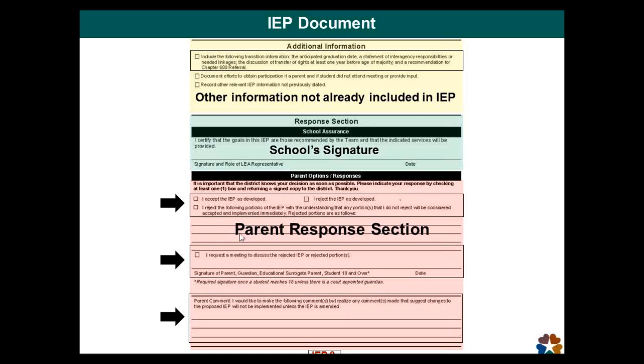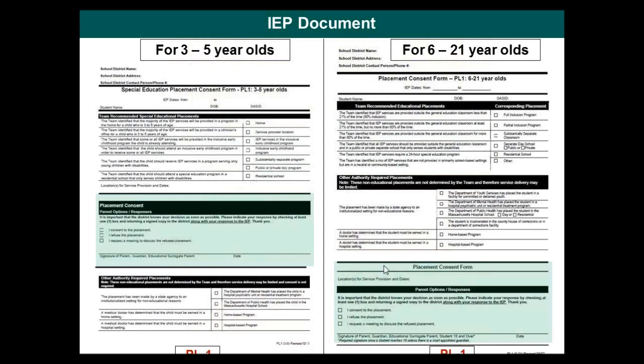And they can write it out here. If they need more room, they can write, please see attached letter, or please see attached description. Okay? You can also request a meeting to discuss the rejected IEP. Okay? And then there are certainly additional comments that you can make. This is really, really important. Okay? And it's important that the parent sign and date.